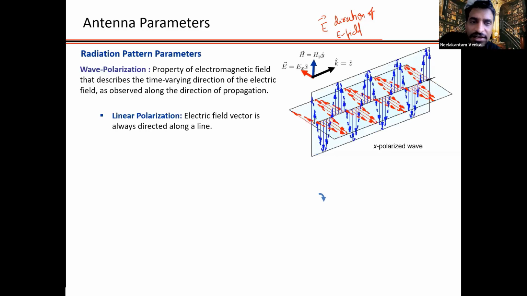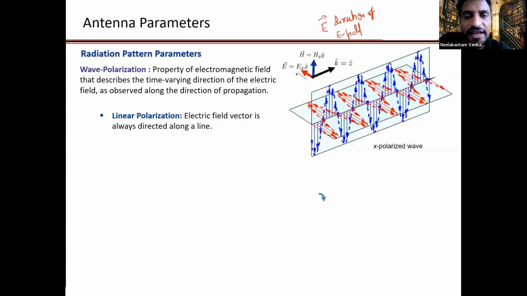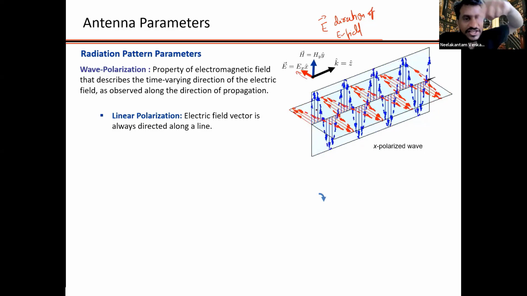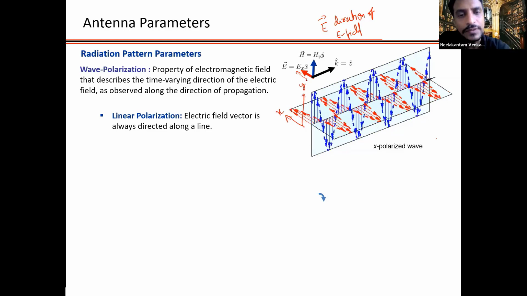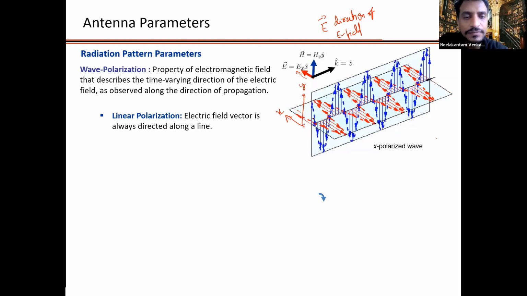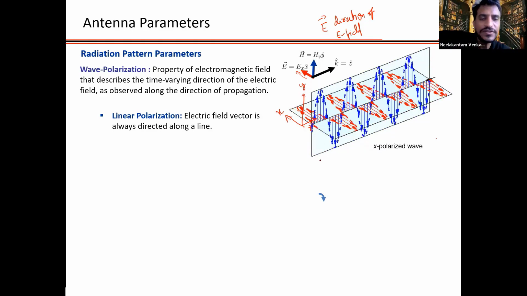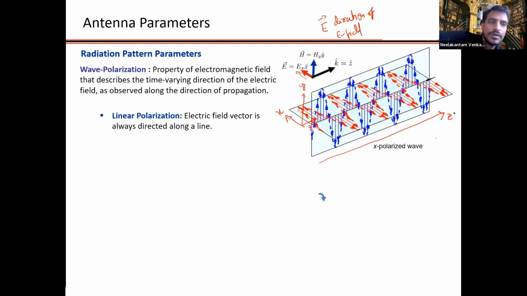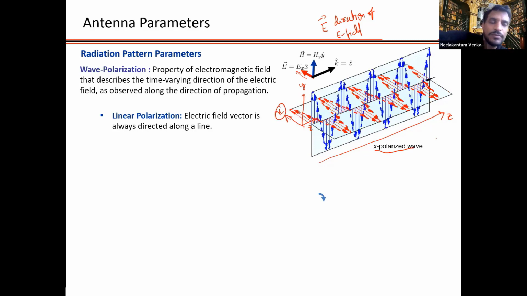One is linear polarization, where you see that the electric field is in the X direction. So all these red vectors are going in the X direction. This is X, this is Y, X cross Y is Z. So that is Z, and the whole wave is propagating along the Z direction. Since the electric field is in the X direction, you call it an X polarized wave.